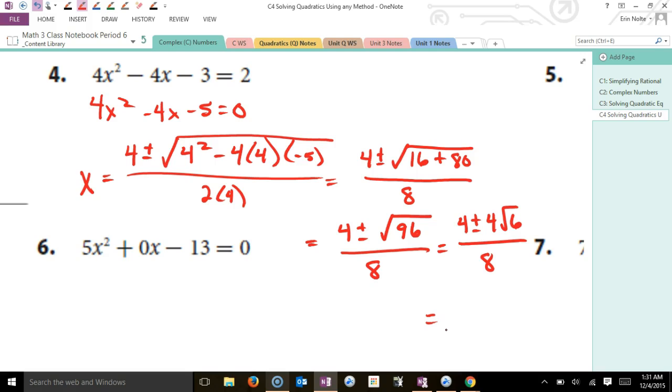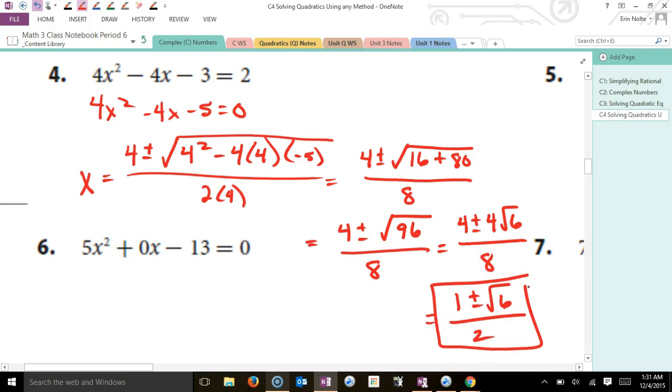You can't touch the radical when you reduce. Okay, so we're just looking at the 4 and the 8. So we can reduce by 4. So we get 1 plus or minus the square root of 6 all divided by 2. And that's reduced.